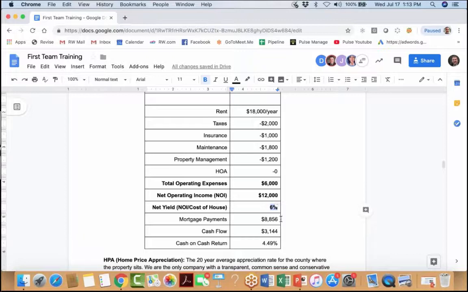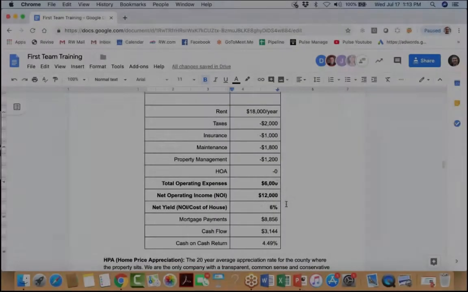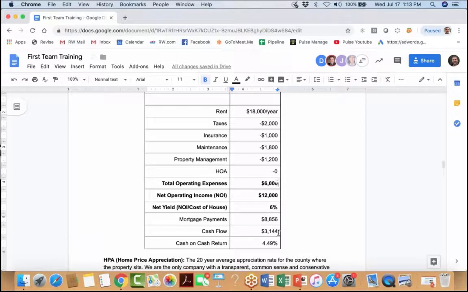But now my mortgage payment, this is an annual number. It's like $713 or something a month. My mortgage payment is going to be $88.56 for the year. So if I subtract that number from the 12,000 of NOI, again, I got 12 grand in cash after expenses. Now I pay the 88.56. What I'm left with is 3,144.